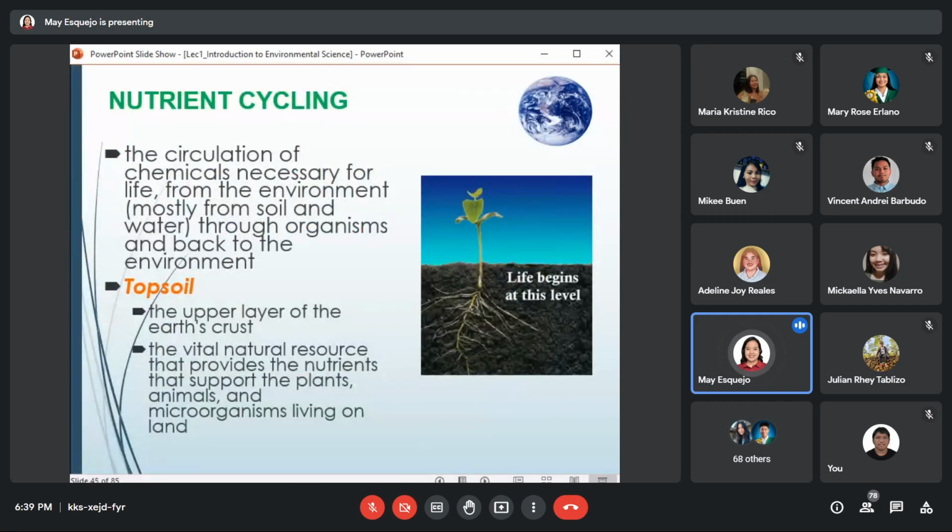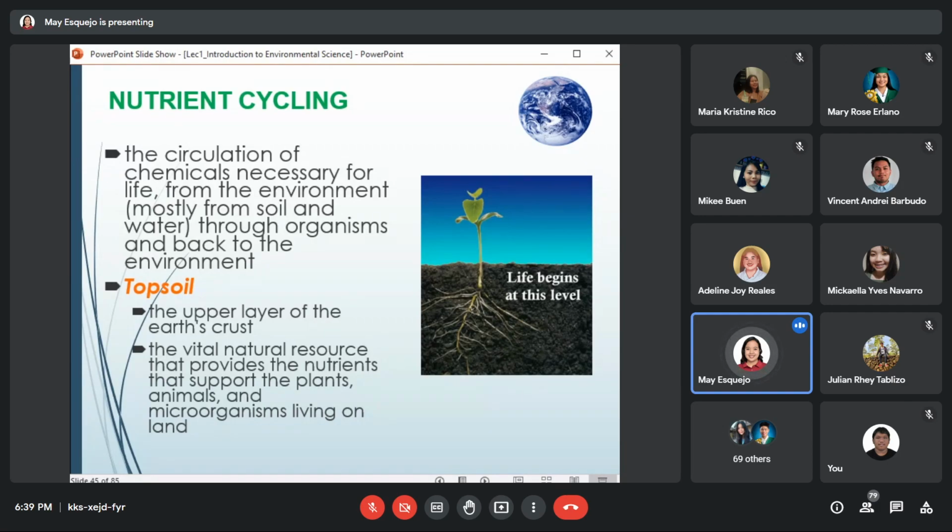Okay, so we will just go through briefly of nutrient cycling, and then you can see most of the examples, not just examples, but the nutrient cycling processes that are happening in the environment. So this cycling is the circulation of chemicals necessary for life. Without this cycling, mas mahirap maging sustainable ang environment natin. So mas mahirap din mag-survive. So from the environment, through organisms and back to the environment. So paulit-ulit siya na cycle.